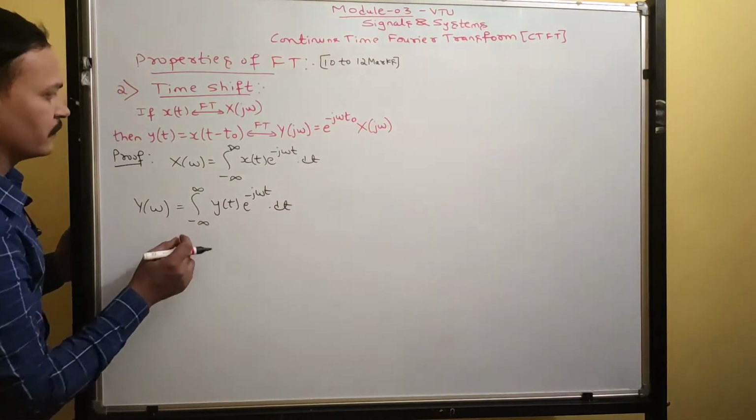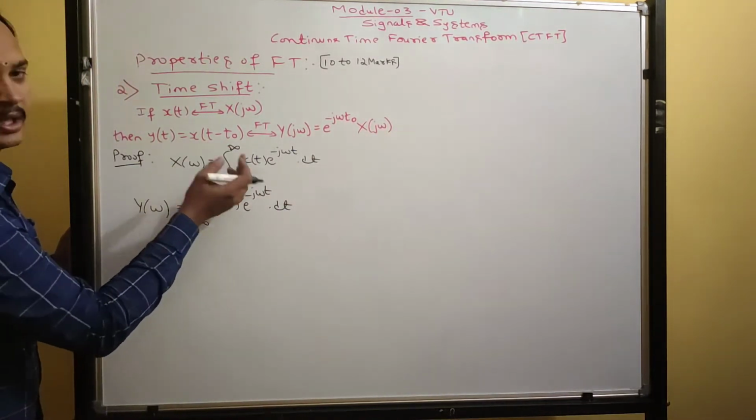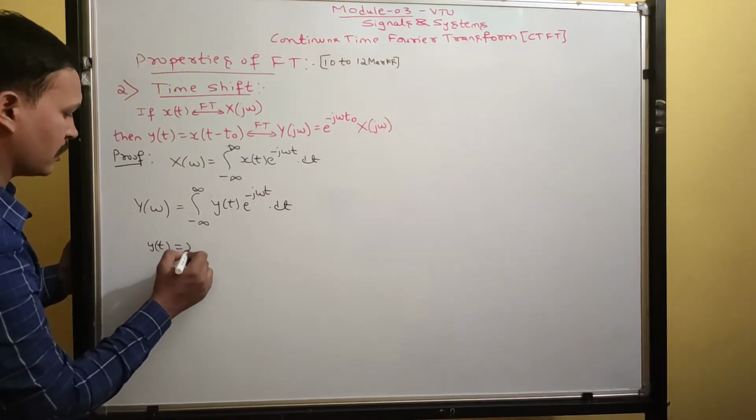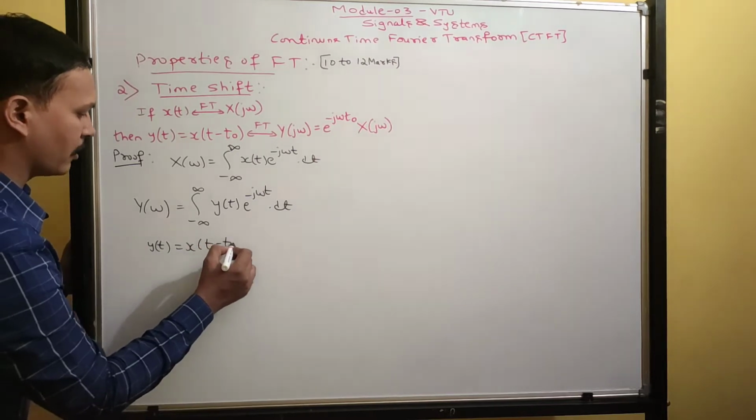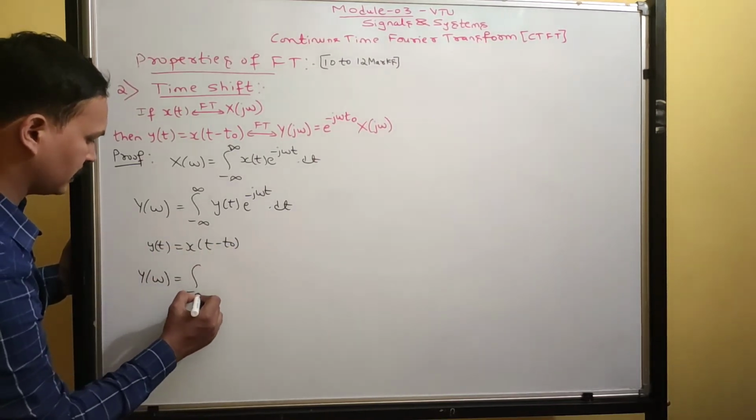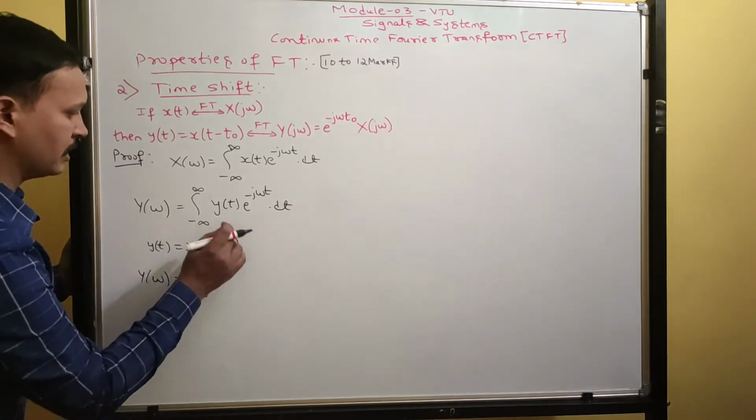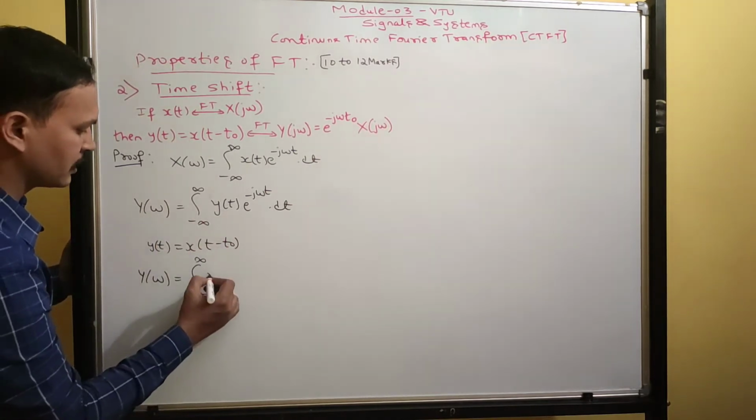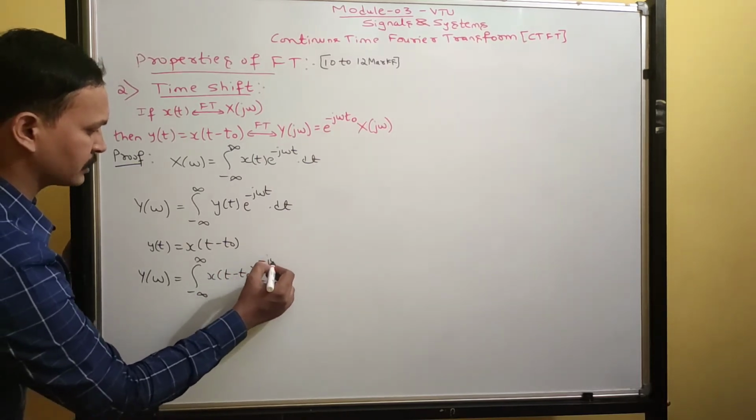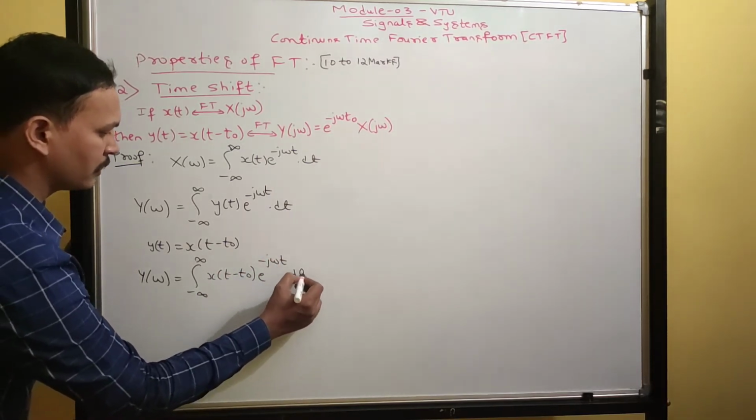What is y of t? y of t is x of t minus t naught. Therefore, Y of omega equals the integral from minus infinity to infinity. Replace y of t by this, so x of t minus t naught, e to the power of minus j omega t into dt.